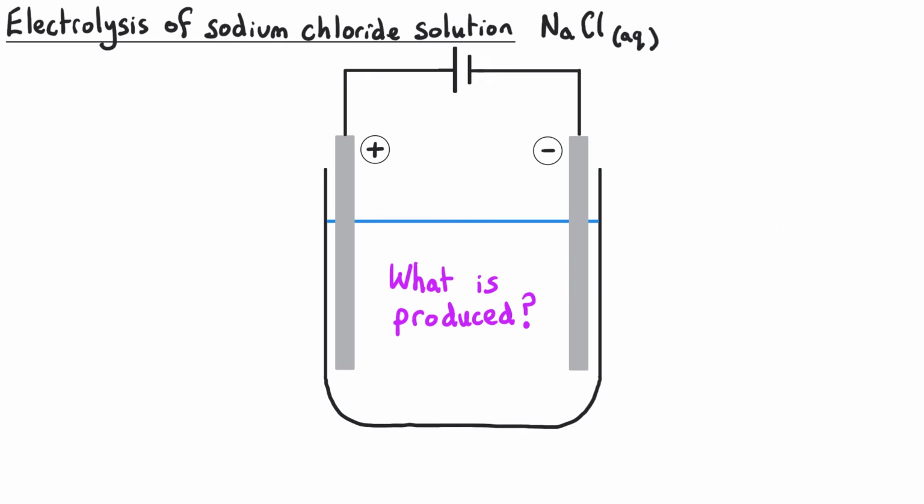If we carry out electrolysis on an aqueous solution of sodium chloride, NaCl, we get 3 useful products, and we can work out what those products will be by using the rules for electrolysis of aqueous solutions. First of all, looking at the ions that are present, we've got the positive sodium ion and the negative chloride ion from the ionic compound. And from the water, we have the hydrogen ion and the hydroxide ion.